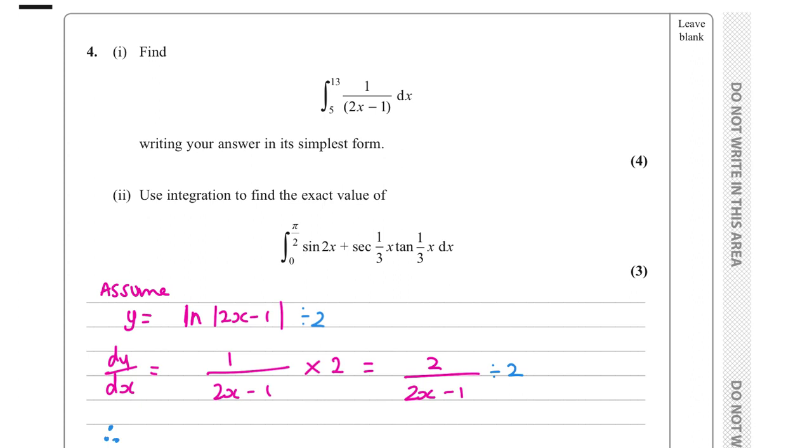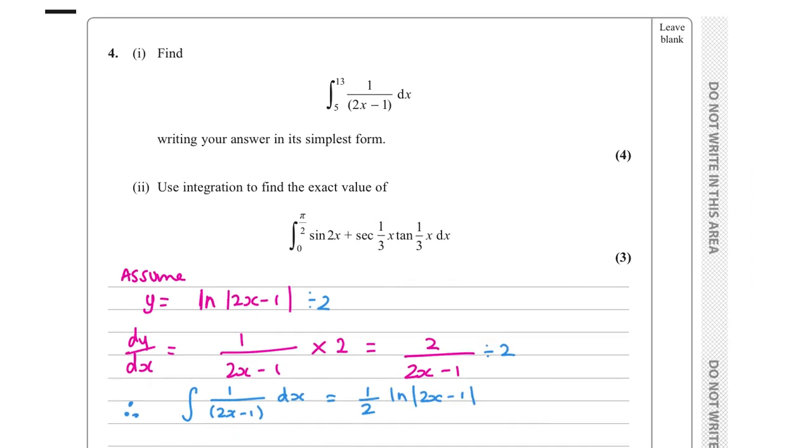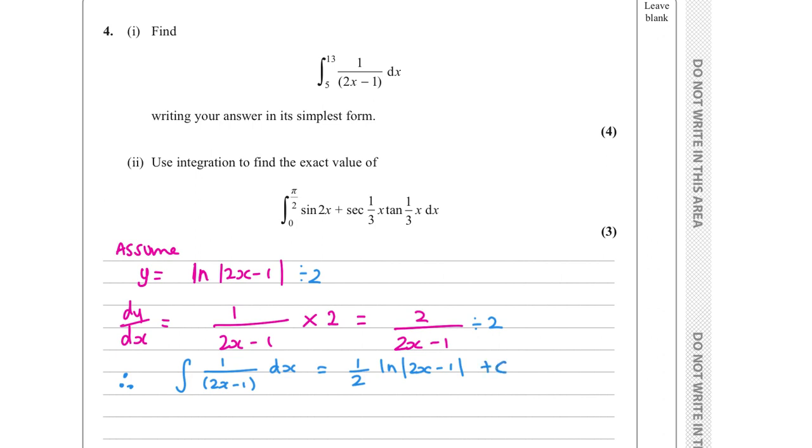So therefore, the integral of 1 over 2x minus 1 with respect to x equals a half, because I've divided it by 2, ln of 2x minus 1. And then obviously our plus c. However, we don't need our plus c because we are now going to start putting values in. Now, if it wants us to write our answer in its simplest form or exact value, we cannot use a calculator to help us. We've got to do this all in our head, and it's very simple. I will show you. So it's between 13 and 5.